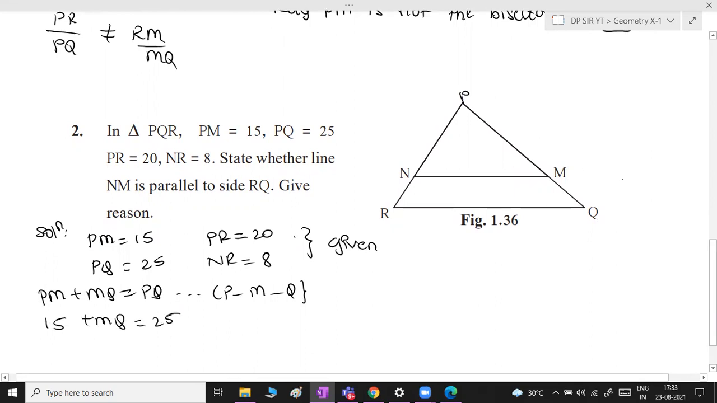Now you will understand ki arre MQ ka toh value nahi tha sir, toh uske bina aap koi bhi theorem kaise apply karenge, unless and until we are having all values. So that's the reason I need to perform this part as well. So here your MQ is equal to 25 minus 15. Therefore your MQ is equal to 10. I hope it makes sense to you all.